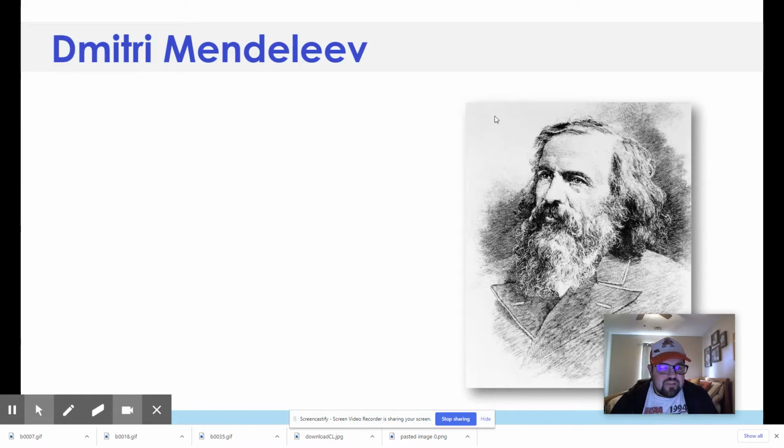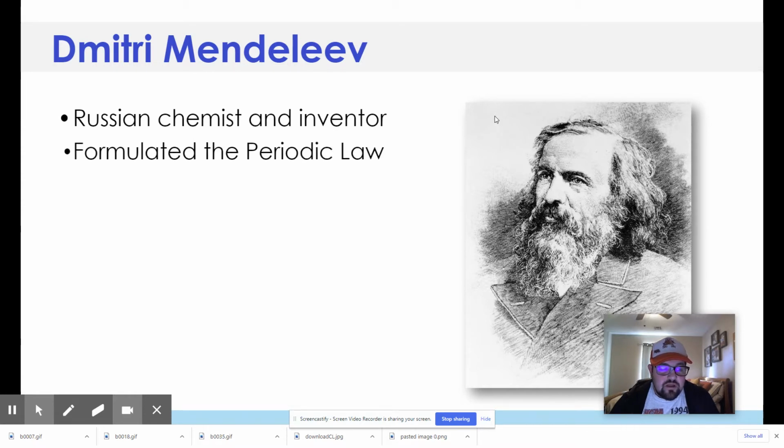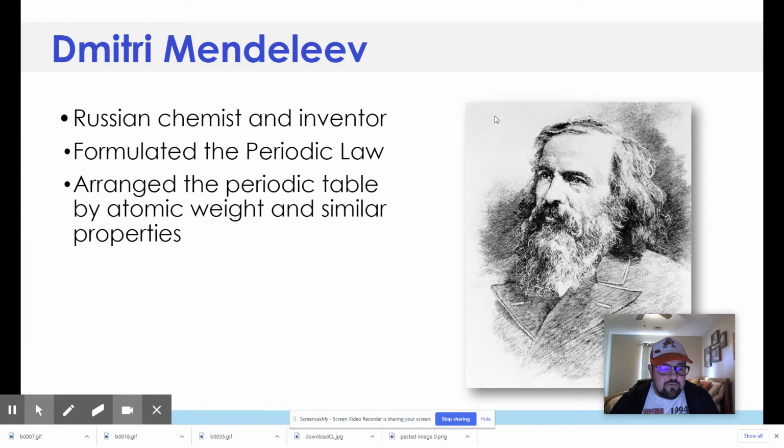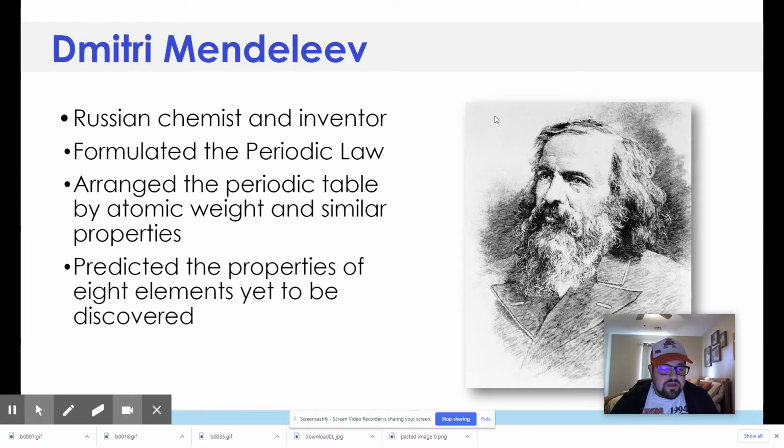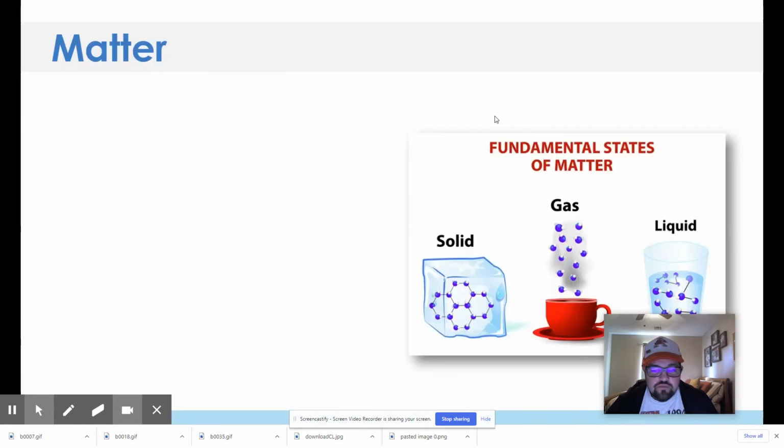So, Dmitry Mendeleev, old guy number one. Actually, this guy is known as the father of the periodic table. He's a Russian chemist and inventor, formulated the periodic law, arranged the periodic table by atomic weight and similar properties, and predicted the properties of 8 elements yet to be discovered. Dmitry Mendeleev began the process of creating the periodic table that we know today. So he's actually kind of a big deal. And it's important to give people credit where credit's due. So there's actually an element named after him as well that's more recent.